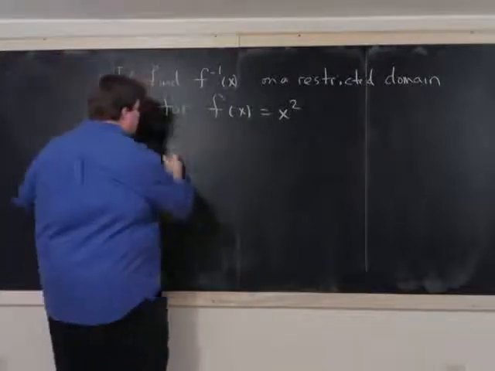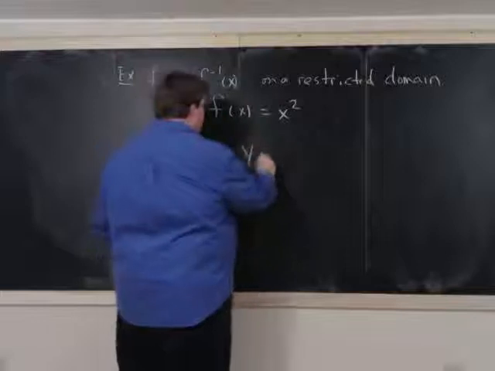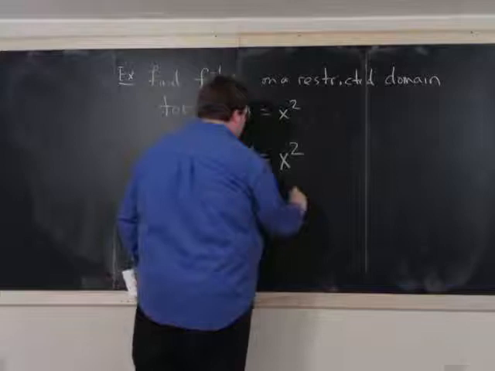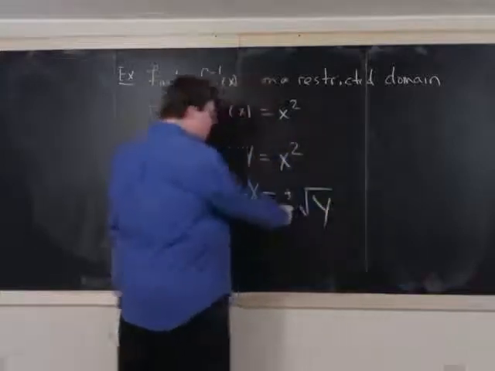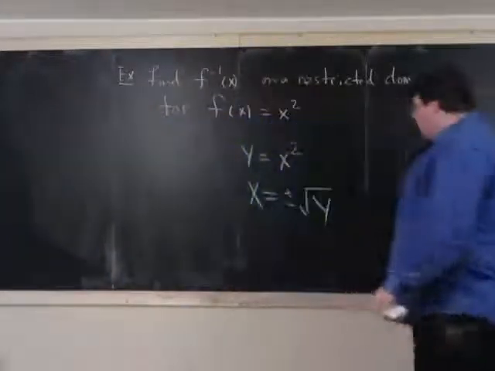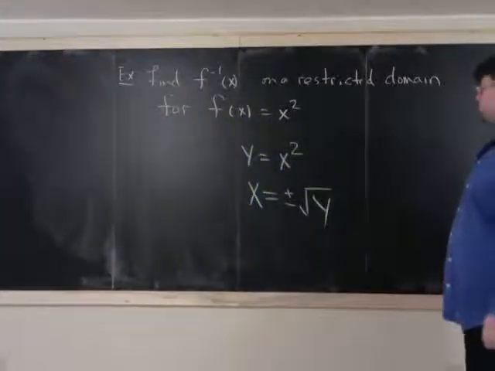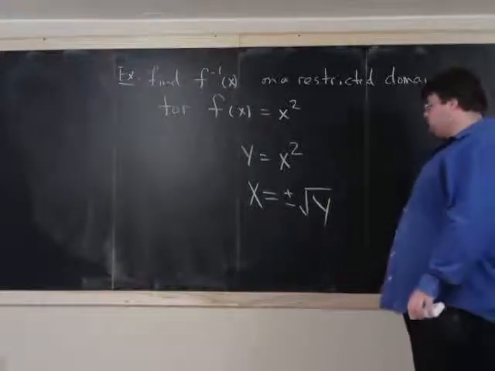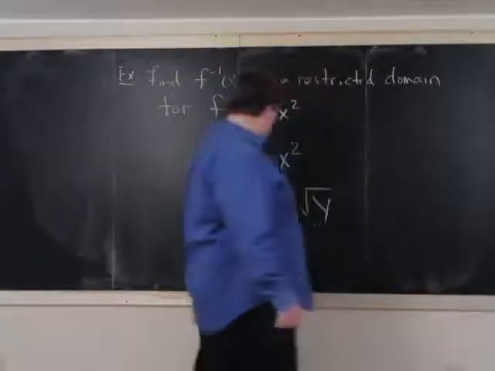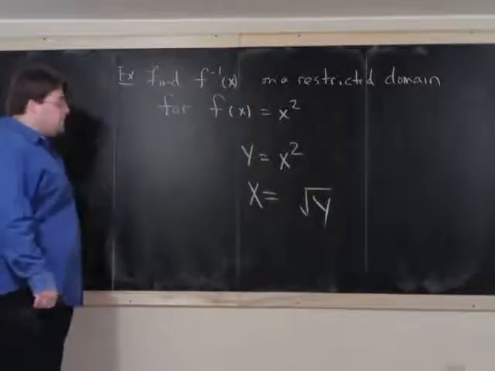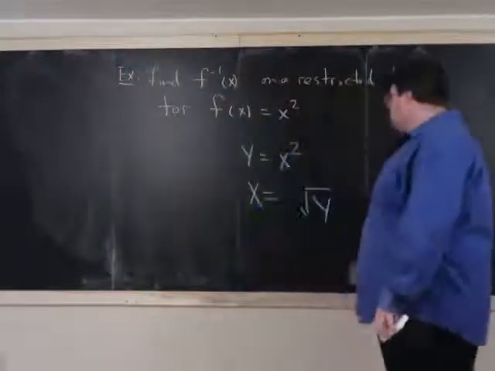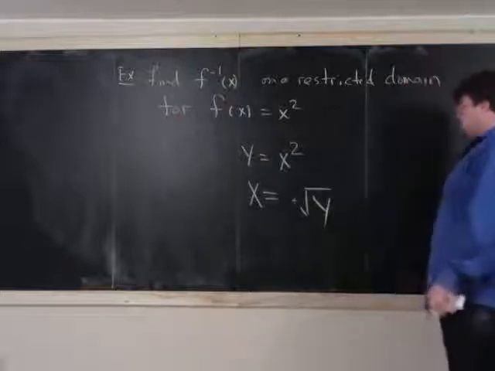y equals x squared. Solve this for x. x equals plus or minus root y. Right here is where we have to make a choice. We could choose the positive or we could choose the negative. I'm going to choose the positive because when we have a positive, we don't have to write anything. When we have a negative, we have to write something. So I'll choose the positive, and right here I'll write the positive to make it clear that I'm choosing the positive.